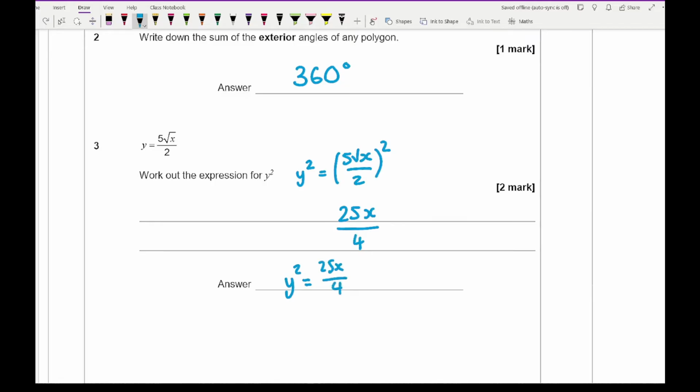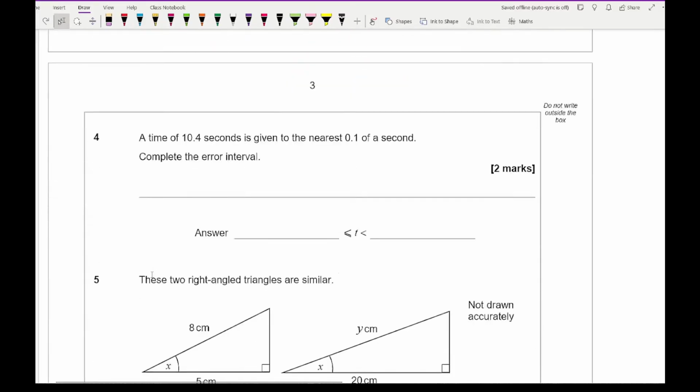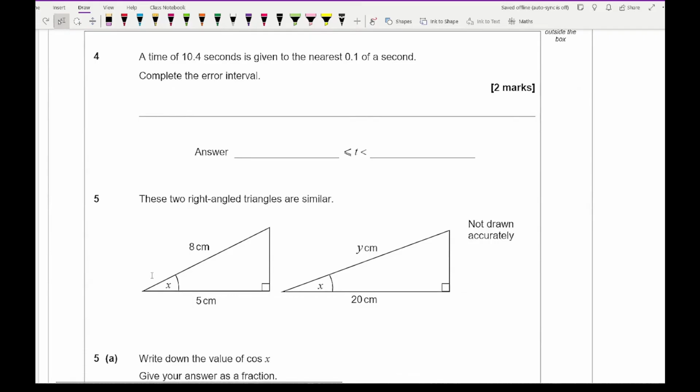And if you wanted to, you could write that as a decimal, but I probably wouldn't advise it, though again you wouldn't be wrong. So you could say that y squared is equal to 6.25x. Moving on to question 4, it says that a time of 10.4 seconds is given to the nearest 0.1 of a second. Complete the error interval.